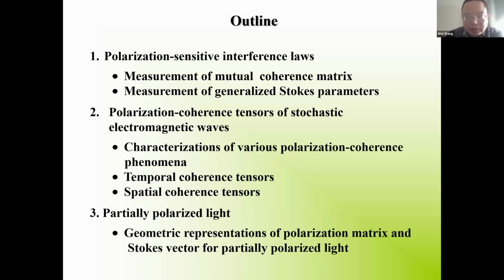Then we will go into some details of the temporal coherence tensors, their measurement and applications. I will also talk about the spatial coherence tensor and its measurement. For the last part of my talk, it's about partially polarized light. In this session, I would like to introduce the two geometrical representations of the polarization matrix and the Stokes vectors for partially polarized light.